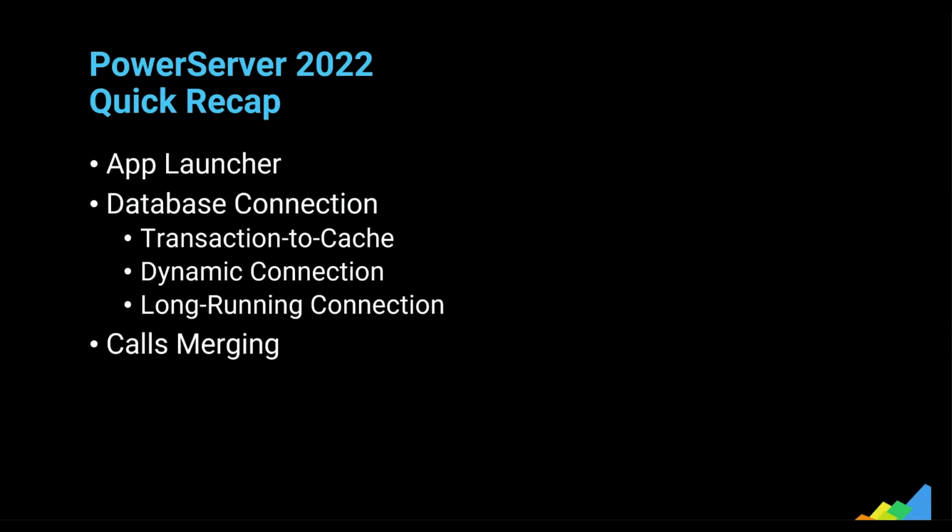any Power Builder applications. Power Builder offers a handful of scenarios when it comes to transaction objects, connection lifecycle. That's why I want to recap the key concepts such as transaction to cache, dynamic connection, long-running connection, and last, performance tuning by optimizing the multiple server calls in Power Builder script, which may slow down the corresponding PowerServer app.